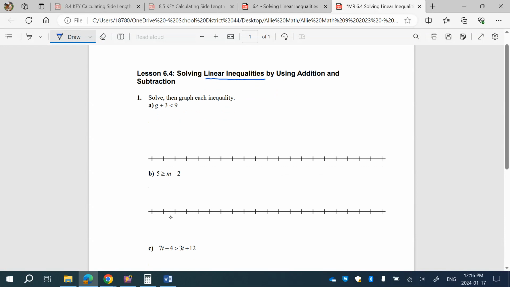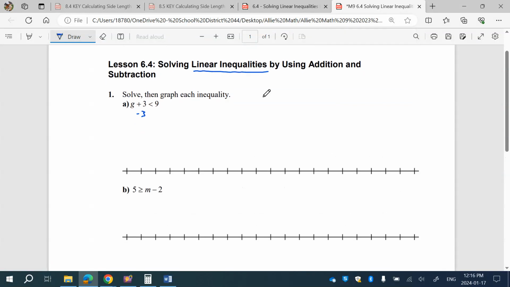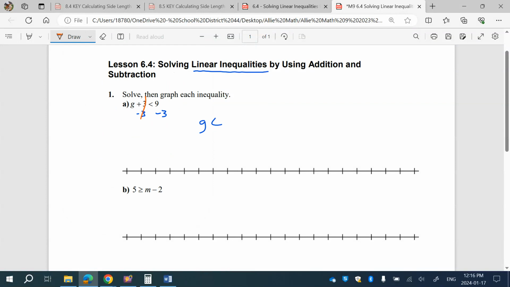So to solve for g, we just need to get g on its own. Currently there's a 3 that's being added to g. So let's minus 3. Actually, I'm going to zoom in a little bit here. Okay, so we're just going to subtract 3 from each side. And we're left with g is less than, this becomes 0, and we're left with 9 subtract 3, which is 6. So g is less than 6.